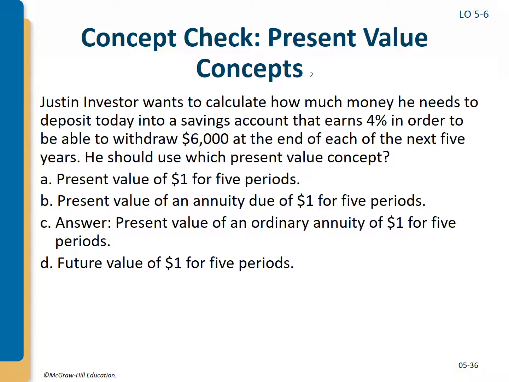The bottom where it says PMT and you see end or beginning, now it's imperative. If it's an ordinary annuity, the PMT happens at the end. So you've got to make sure that's highlighted in your calculator, and you could do that by using your arrow keys in the right hand corner.